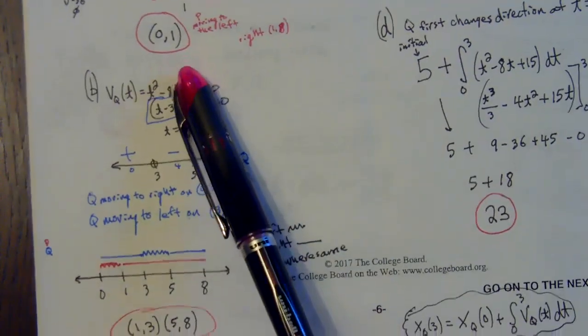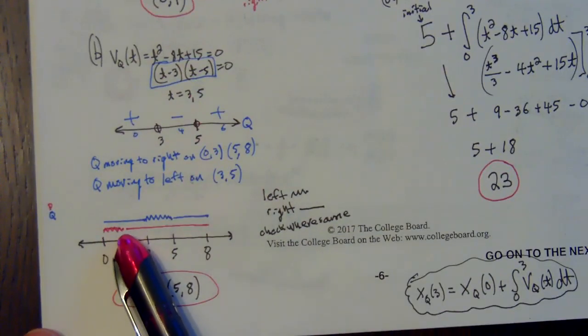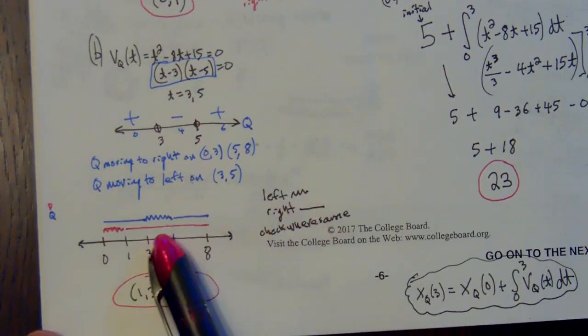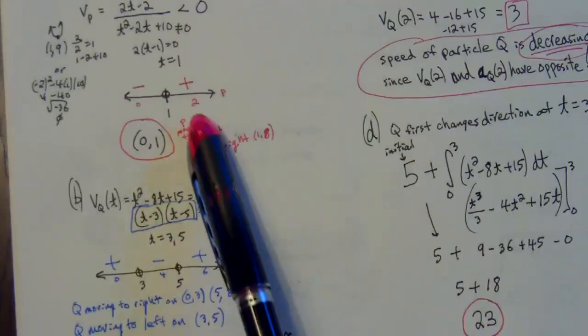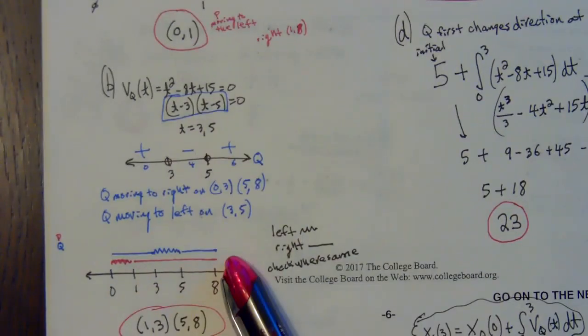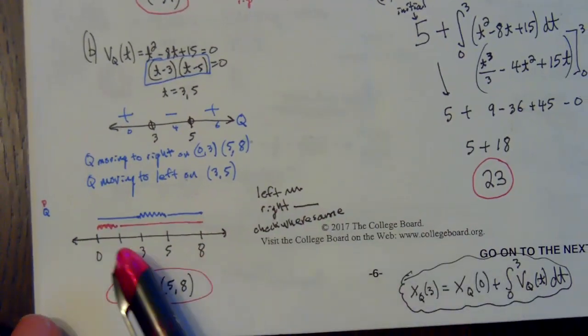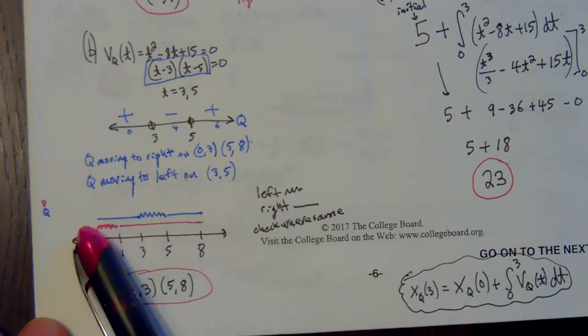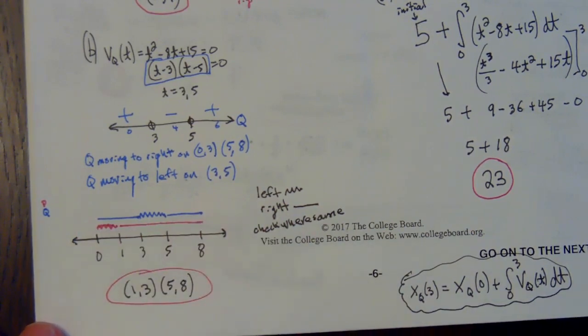So in between 0 and 1, that particle is moving to the left. And then in between 1 and 8, that velocity is positive right there. So that particle is moving to the right. So like I said, if you don't have the different colors, you can use squiggles and a solid line. That was just for P though, for the pink.